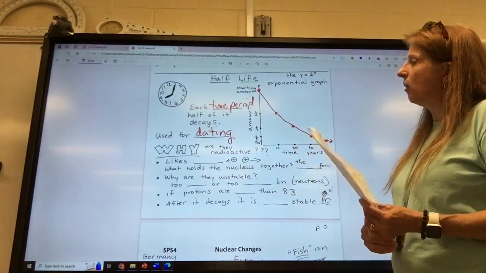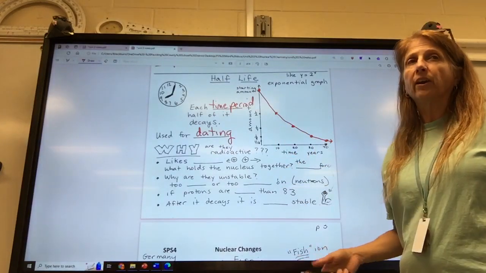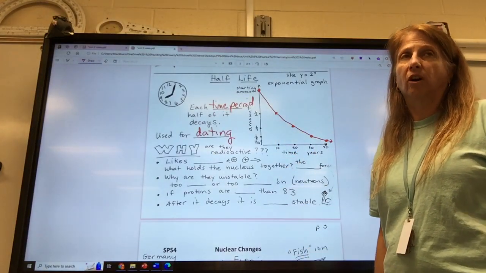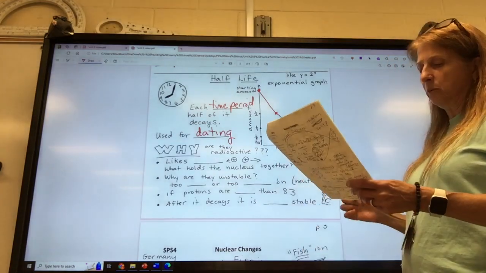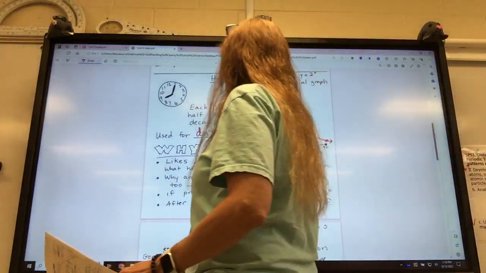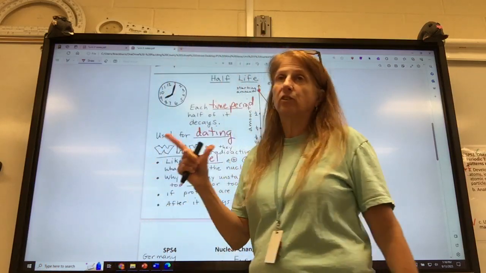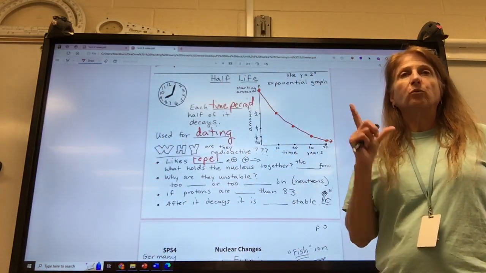Now, why are atoms radioactive? Why do they fall apart? Why does having too many or too few neutrons bother them? The reason why is this idea: likes repel. Opposites attract, likes repel.